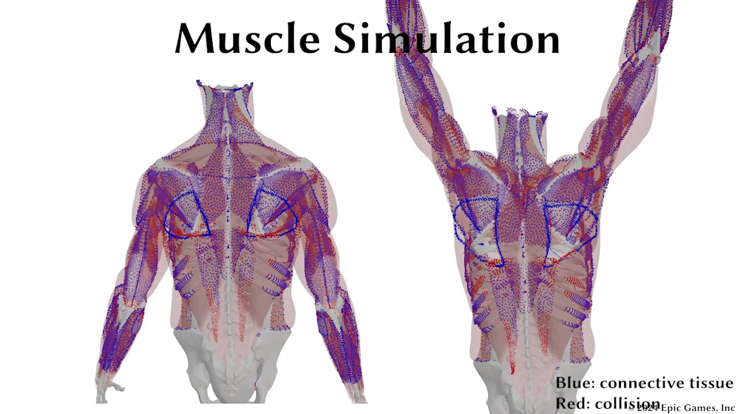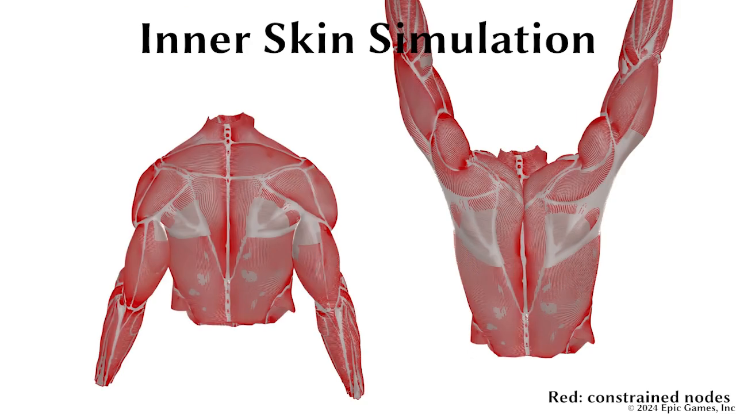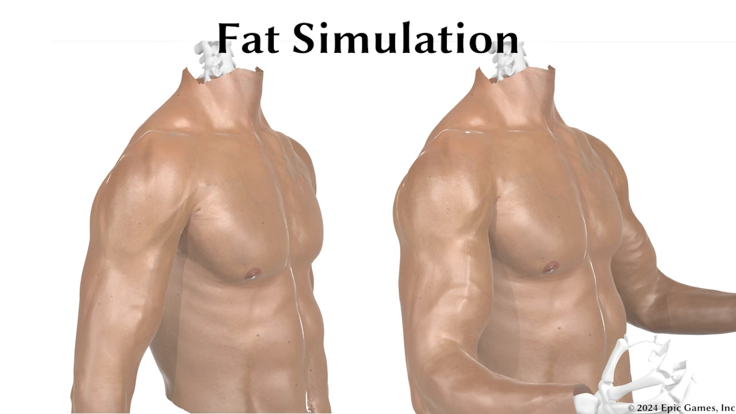The finite element muscle simulation finds the solution that minimizes the nonlinear hyperelastic potential energy contributed by muscles, connective tissues, membrane, and collision penalty. Next, we constrain most of the vertices on the inner skin layer with barycentric weights and run a linear cloth simulation under tension while colliding with the muscle boundary. Finally, we solve for the equilibrium state of a thin fat volumetric mesh deformed by the constrained inner skin surface.